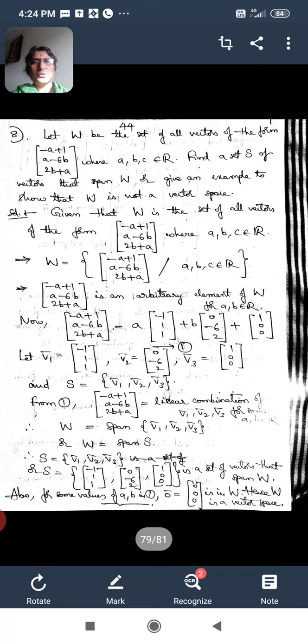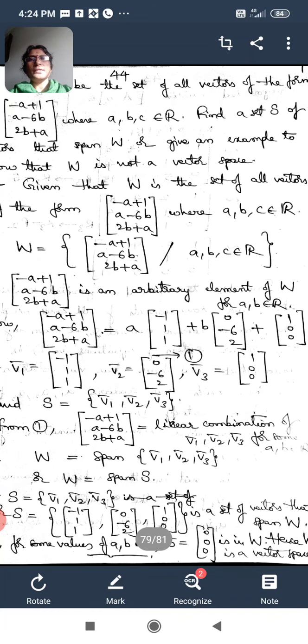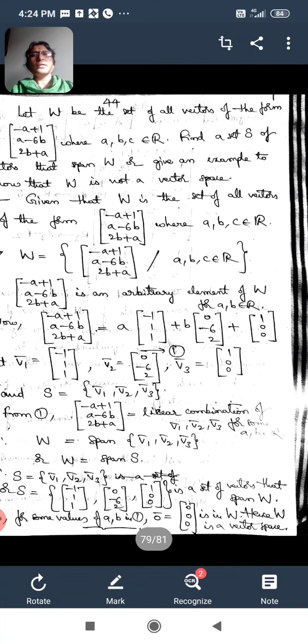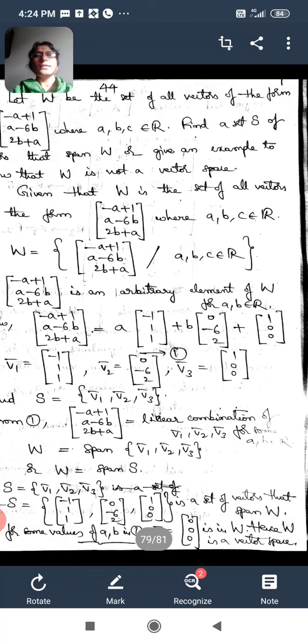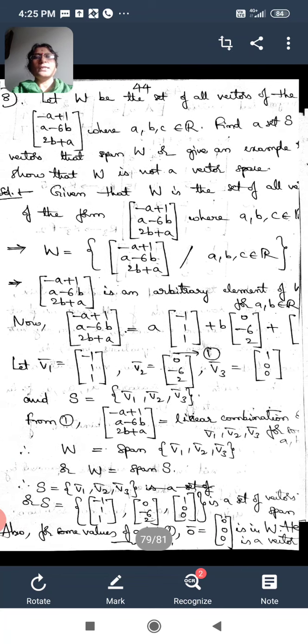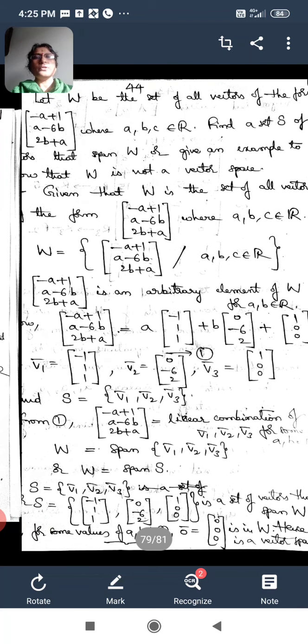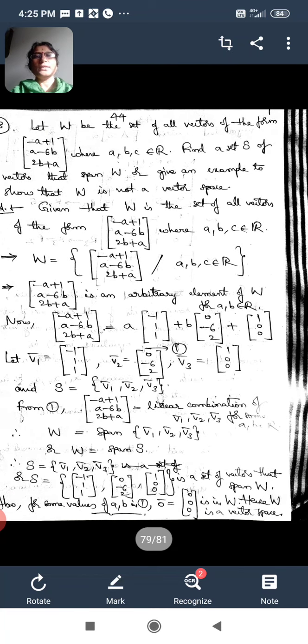Now we can move on to the next problem, and this is: let W be the set of all vectors of the form (minus a plus 1, a minus 6b, 2b plus a), where the scalars a, b, c are real numbers. Our task is to find a set S of vectors that span W, or give an example to show that W is not a vector space.